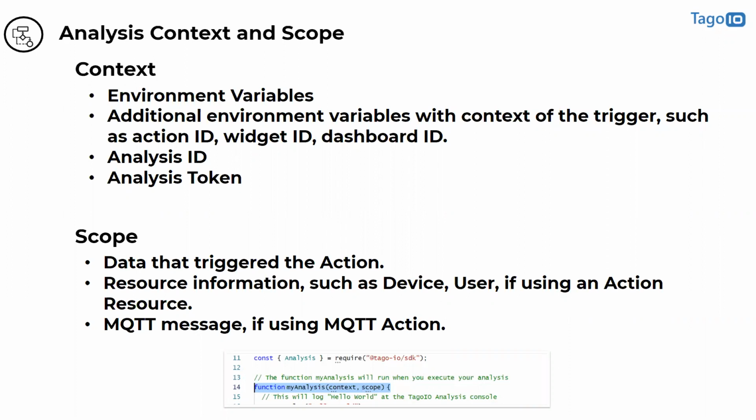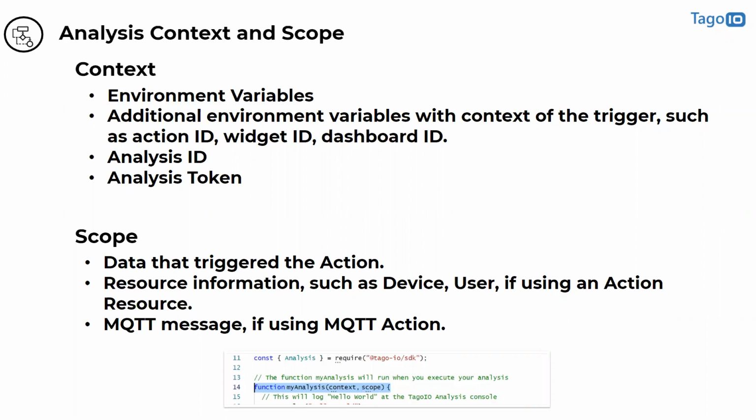When we talk about actions, for example, the scope will always be the data. For example, if you set up a trigger for variable, the scope will contain the variable that triggered the analysis. And for example, if you have an action by resource that triggers when a user is greeted, the scope will have the information of the user that was greeted and triggered the action.